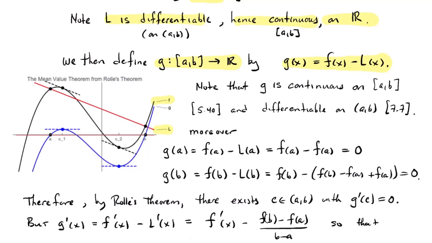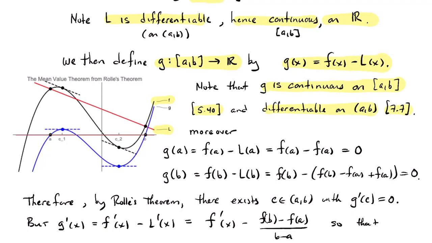I can walk you through the proof looking at this picture. g is the difference between two functions that are continuous, so it's continuous on the interval. Each one of these functions is differentiable on the open interval, so the difference is differentiable on the open interval. Long story short, g satisfies the hypothesis of Rolle's theorem. So all I've written here is that g is continuous on the closed interval. The exact theorem, difference of continuous functions is continuous, is 5.40. It's differentiable on the open interval. 7.7 says the difference of differentiable functions is differentiable.